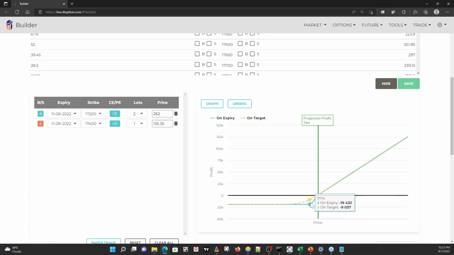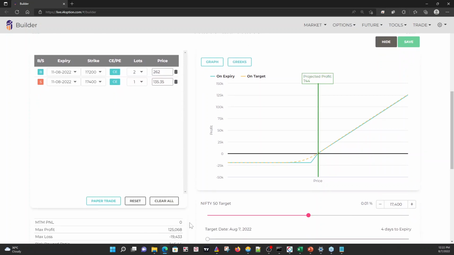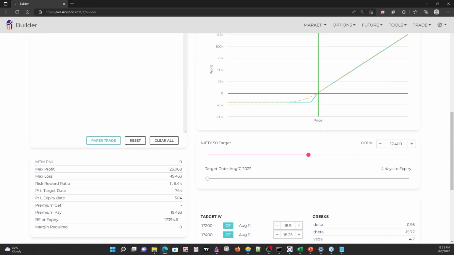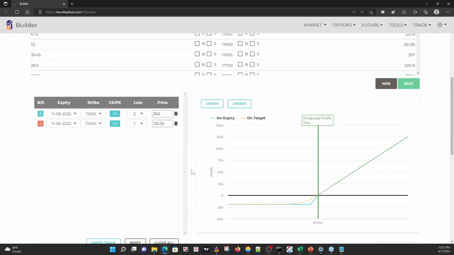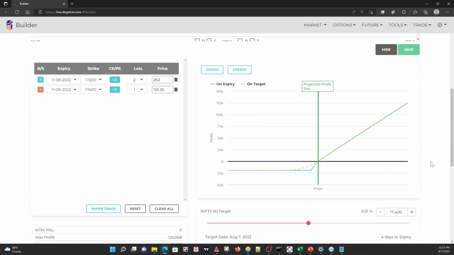But if you see, the risk side is amazing. It's pretty limited. The margins required are also pretty less. So yes, this can be done. You get lesser points, but risk wise, yes. I am not tracking it.